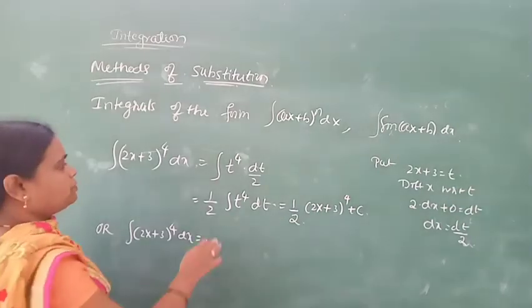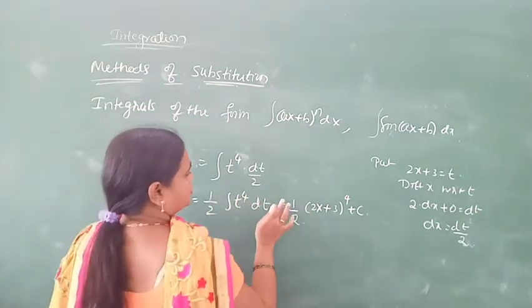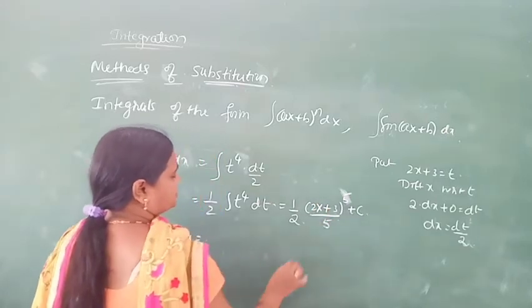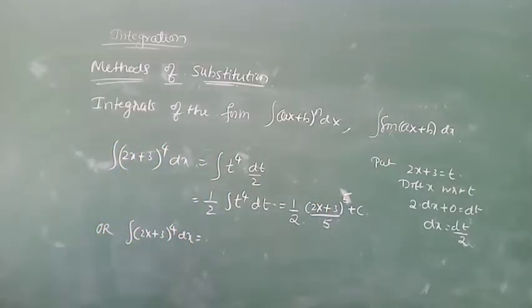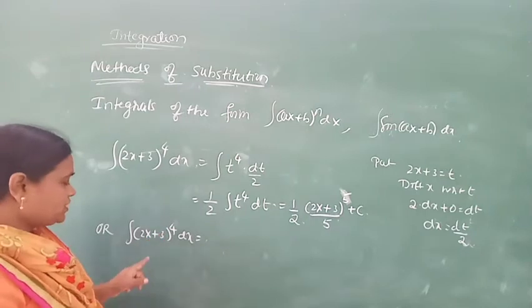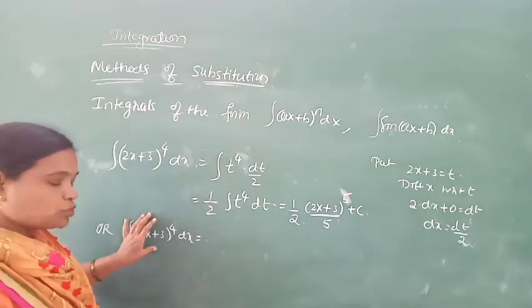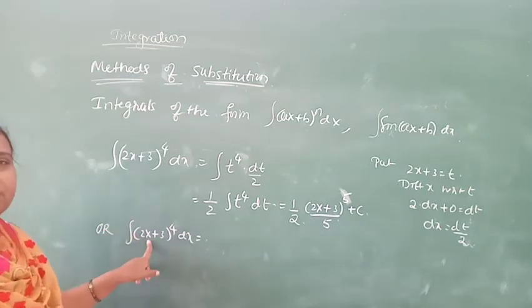I'm sorry, t to the power 4 integration is what? T to the power 5 by 5. I have not done integration here. Please try to do that integration. See, this whole thing we consider t. Assume that. Okay. This holds good if and only if x is which type?